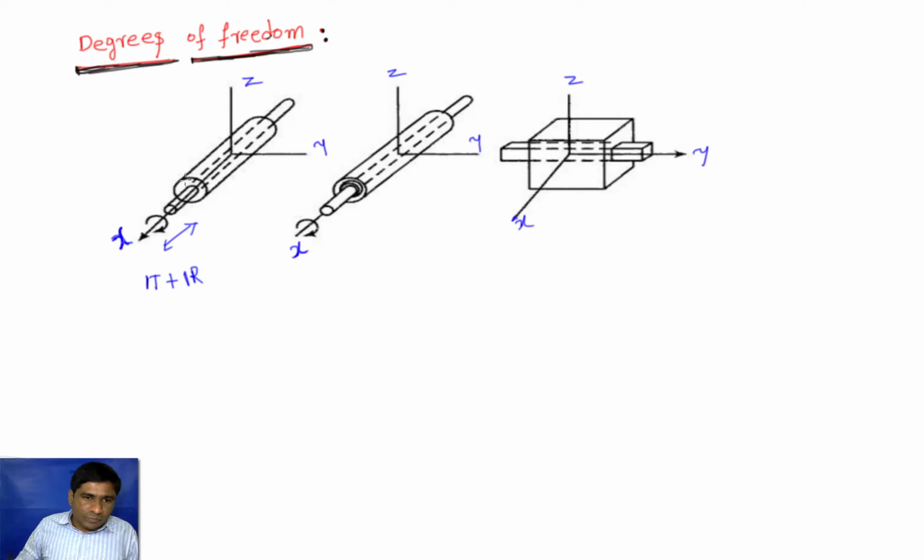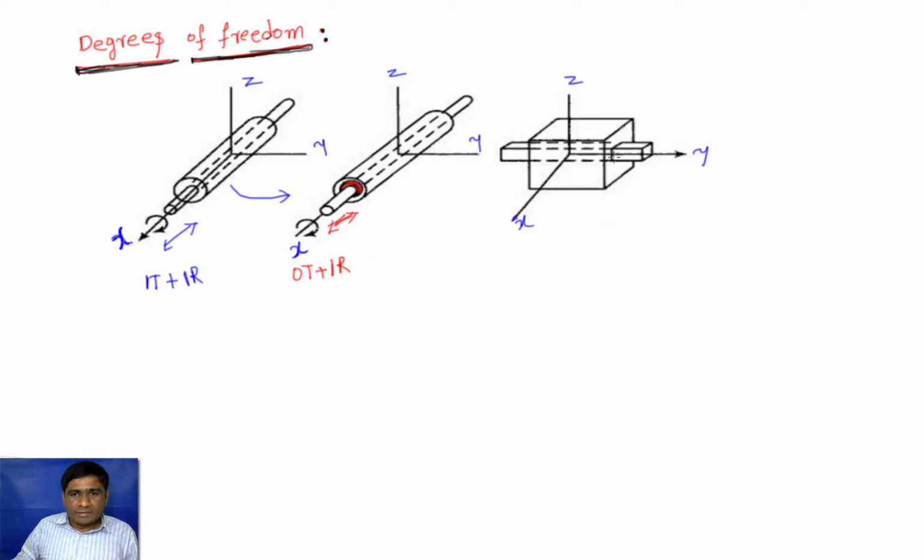And in this case, this is the same one, but here we kept one collar. So why did we keep this collar? If you keep this collar, it will prevent translation along the x-axis. So here translation is arrested and we have only one rotation about the x-axis. So here 0 translations and one rotation.